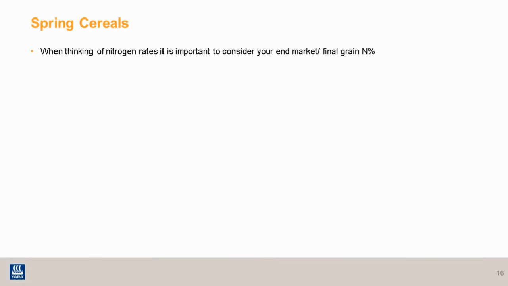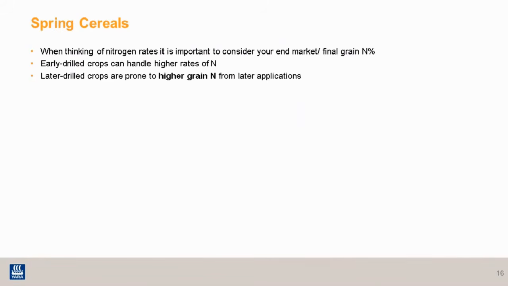So when we go on to spring cereals, of course, when we're thinking about the nitrogen rates, then that's really denoted by that end market and the final grain nitrogen percentage that you're aiming for. Early drilled crops are able to handle higher nitrogen rates, but of course, if it's a later drilled crop, they're prone to higher grain nitrogen from later applications. So stick with those earlier nitrogen applications.